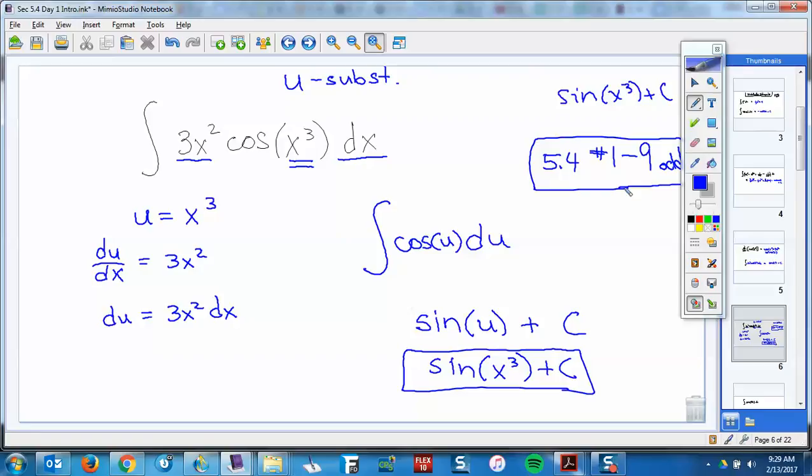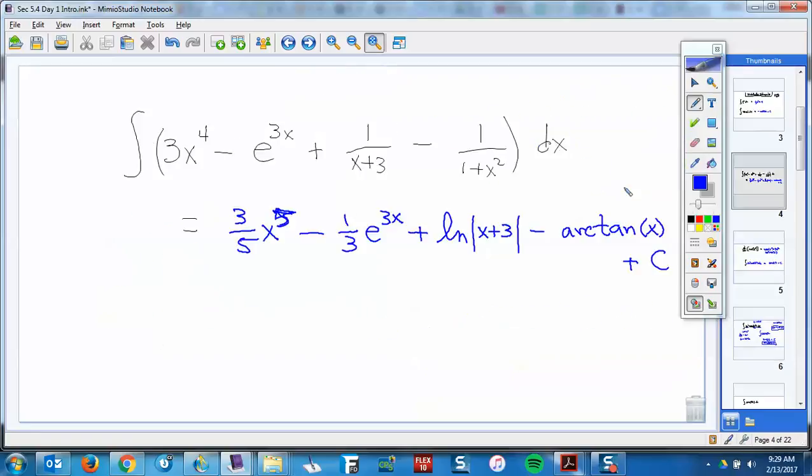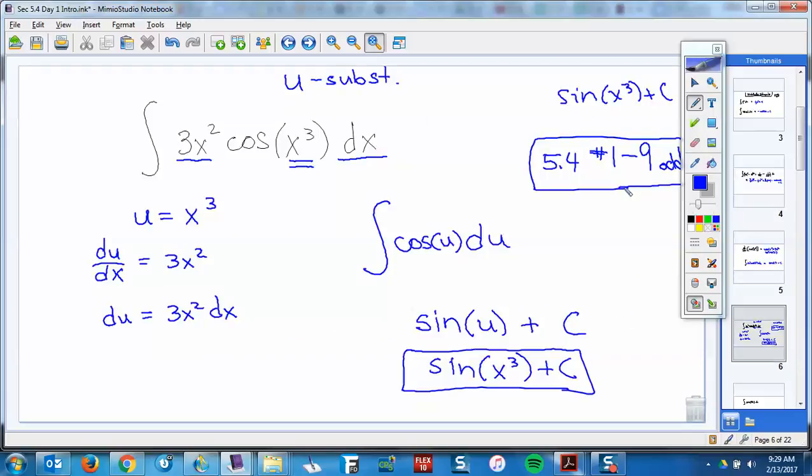Some are probably basic, just straight antiderivatives, like this one, right? Probably a couple of those. And then there's some other techniques we'll learn too. Okay? All right.